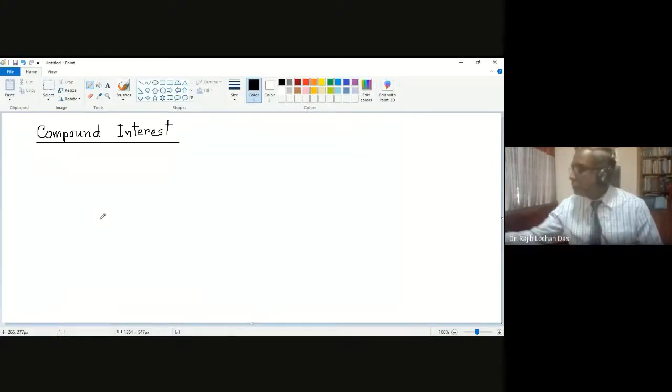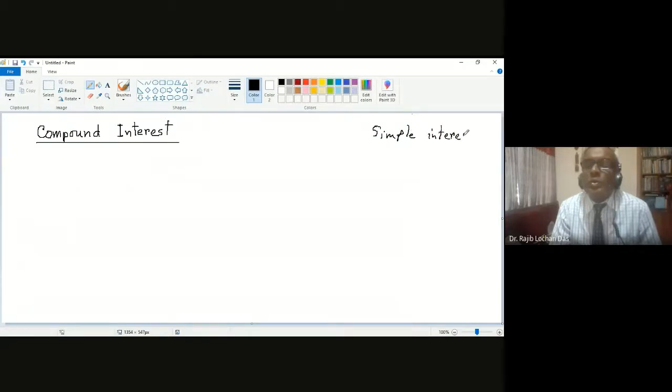So we do not want to keep anything in our brain. Forget about progression, everything. Let us concentrate on compound interest. Tell me, what was the simple interest formula? Who can remember? Who can recall? What was the simple interest formula?